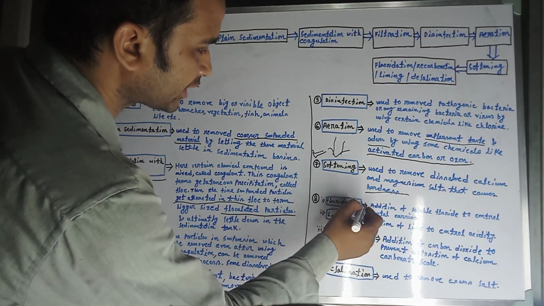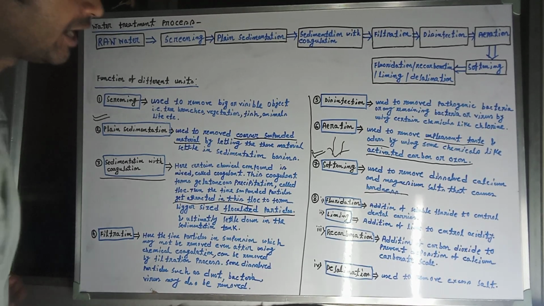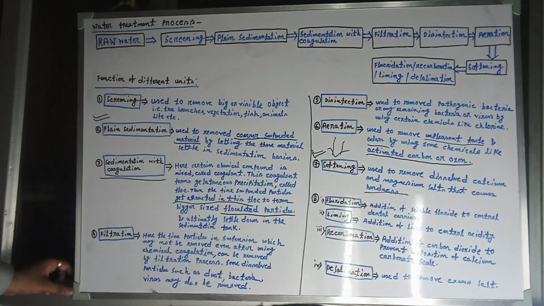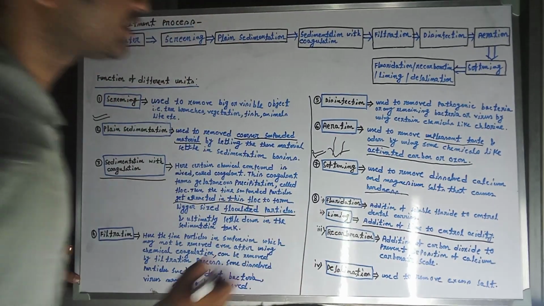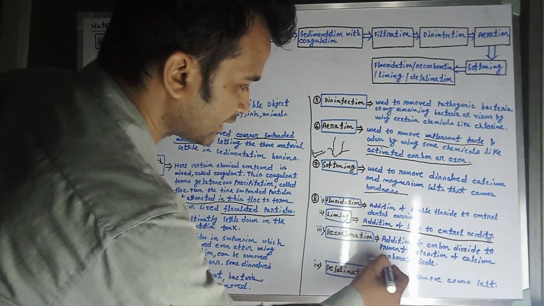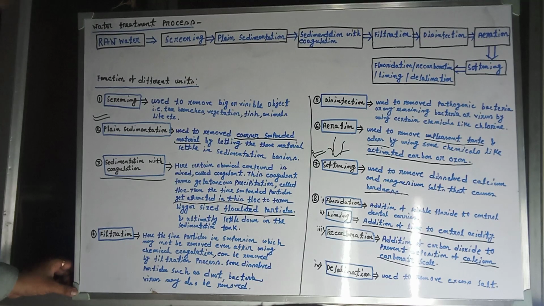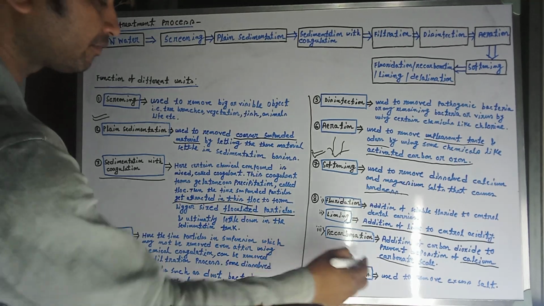Number 1, fluoridation. Here we will add some soluble fluoride to control dental caries. Next, liming. Here we will use some lime to control acidity. If there is much acidity in the water, we will remove it by the addition of lime, and the process is known as liming. Next, recarbonation. In this process we will add some carbon dioxide to prevent deposition of calcium carbonate scale. Next, desalination. This is used to remove excess salt. If there is any excess salt after all these processes, it will be removed in the desalination process.